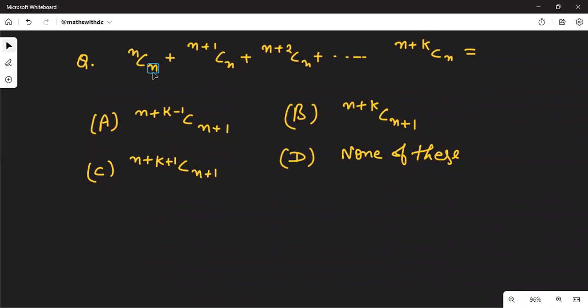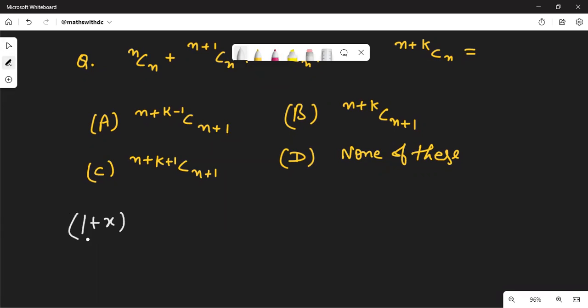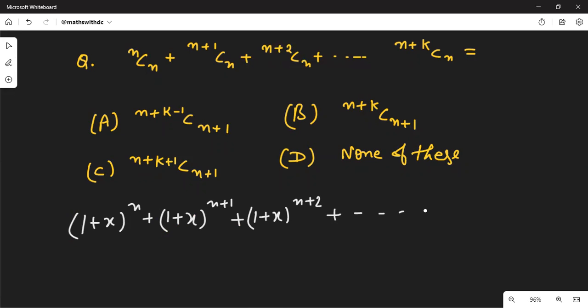We are going from nCn to n plus kCn, right? So can we consider the expansion 1 plus x to power n, plus 1 plus x to power n plus 1, and we go on writing this sequence, n plus 2, and since they're asking up to n plus k, you see there, this is 1 plus x to power n plus k.